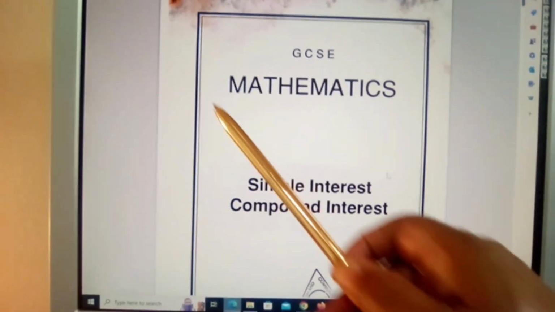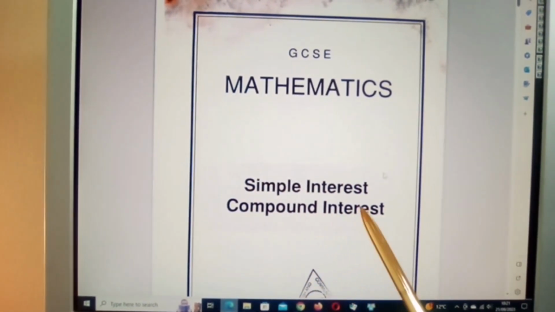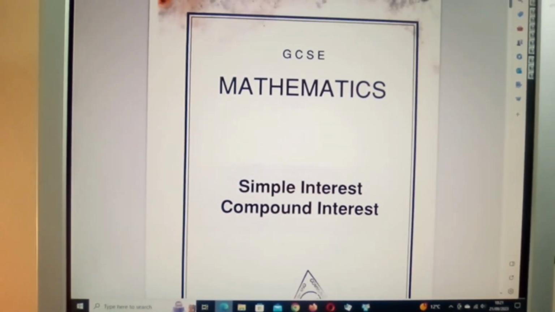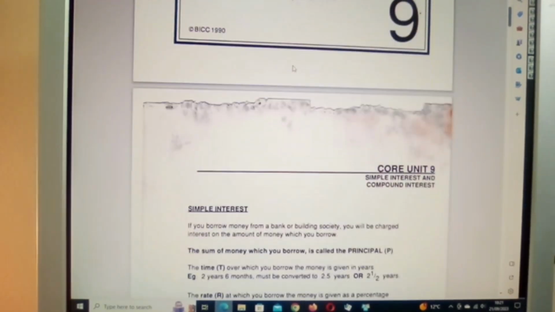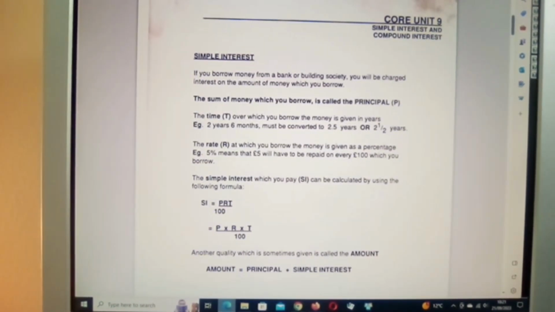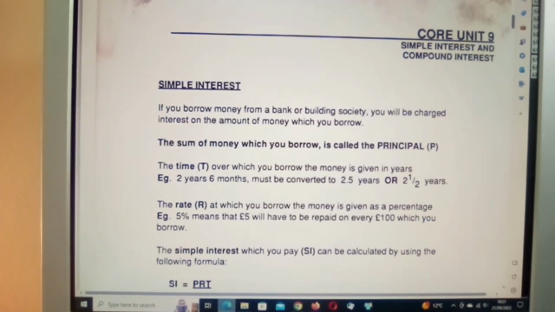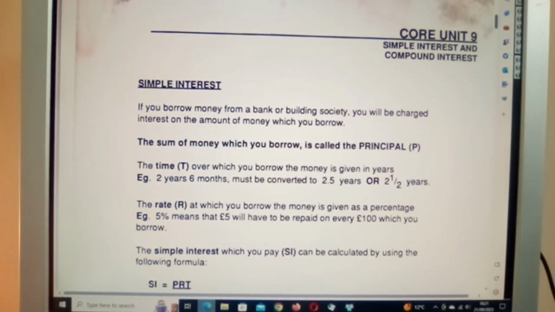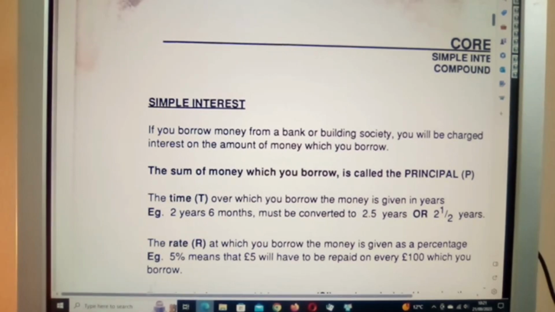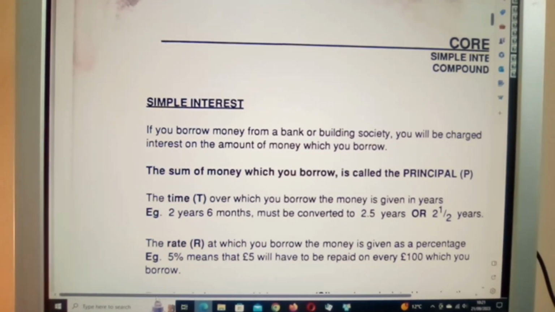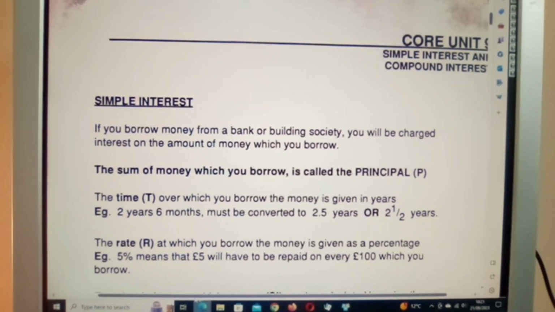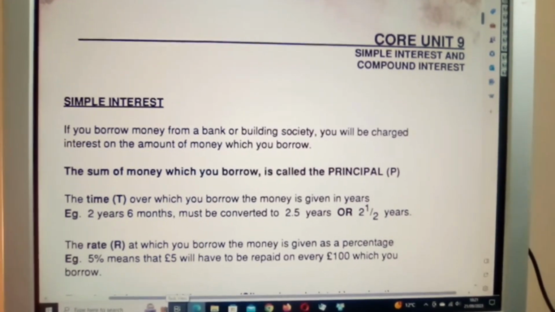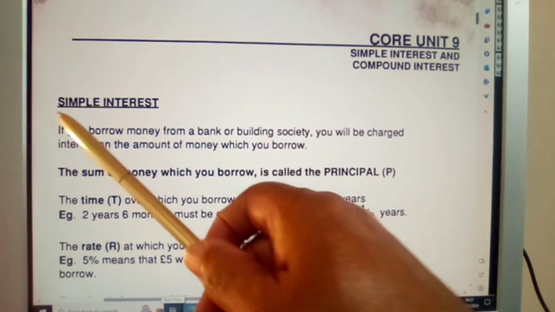Right. Mathematics, simple interest and compound interest. Now I want these easy to be seen, so let me see if I can make it bigger without losing it out of view. Okay. Here we have simple interest.